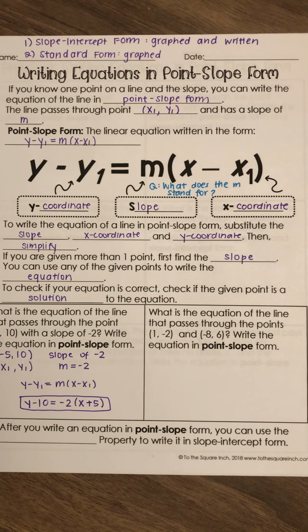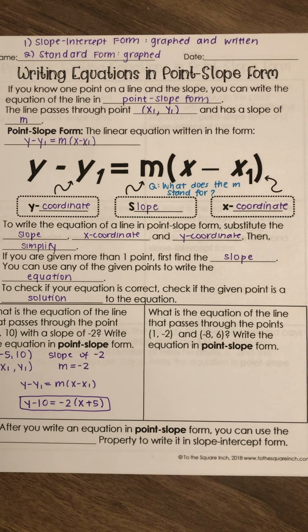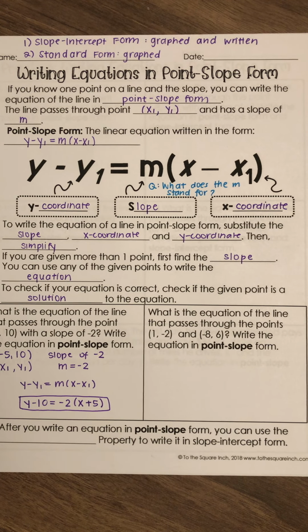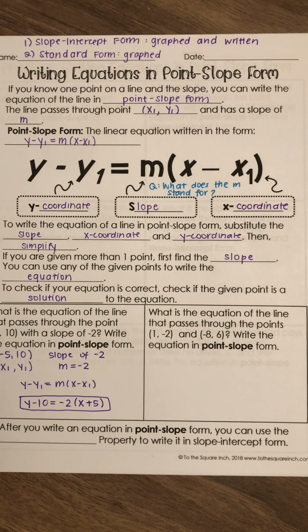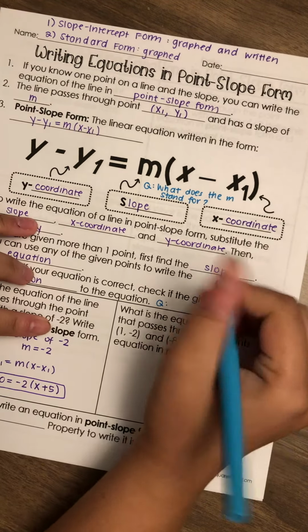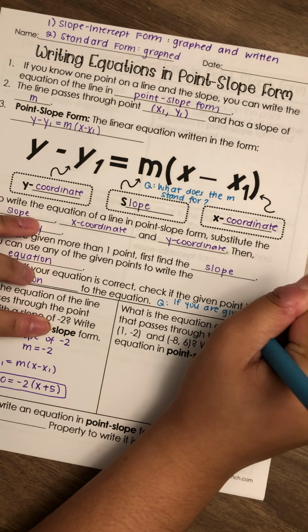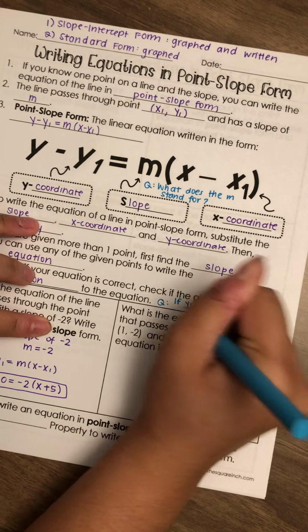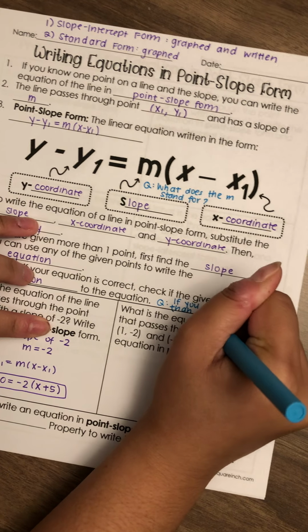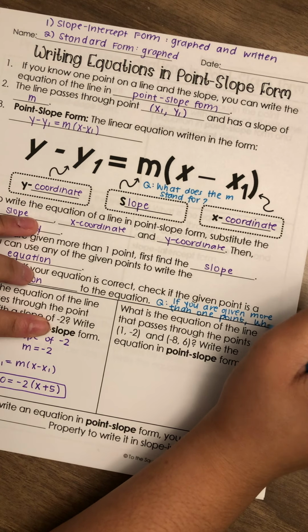What is the equation of the line that passes through the points 1, -2, and -8, 6? Write the equation in point slope form. So in this situation, we are given 2 points. So what's the first thing for your second question here? If you are given more than 1 point, what do you need to find first?